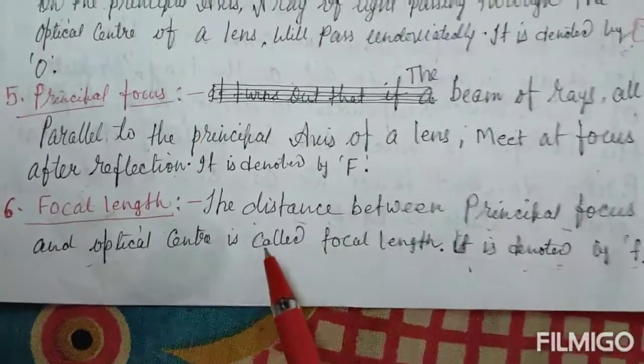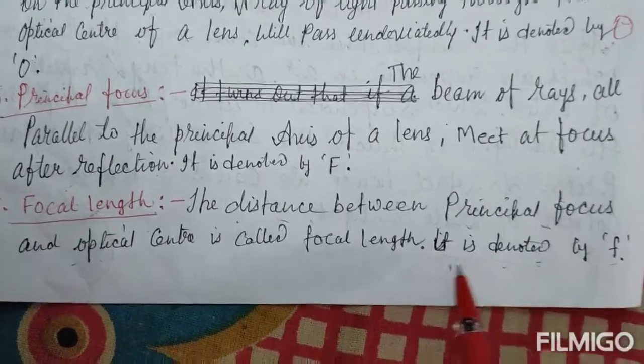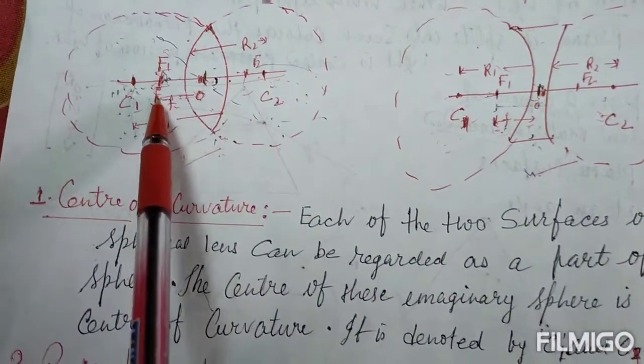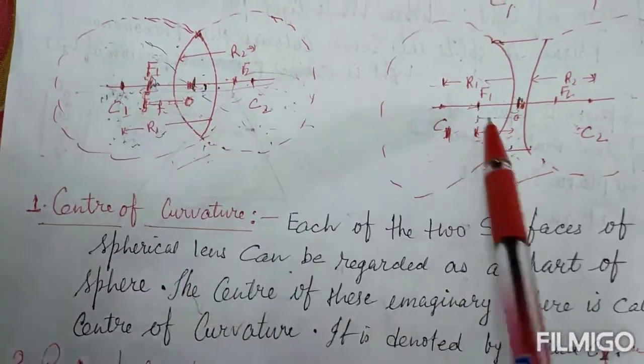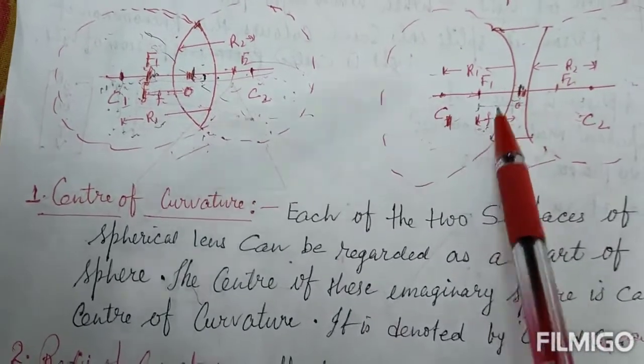Focal length. The distance between the principal focus and the optical center is called focal length. It is denoted by small f. See in this picture, this is the optical center and this is the focus. The length between focus and optical center is called focal length. It is denoted by f.